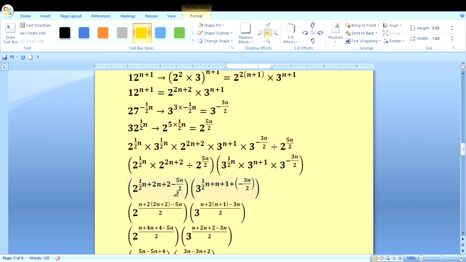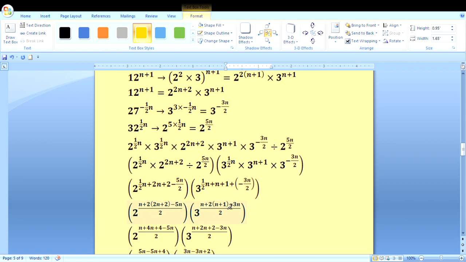So the LCM of this whole fraction is 2. So here we do the long line here. 2 divided by 2 here is 1, 1 times n is n. Here 2 divided by 1 is 2, 2 times 2n plus 2, we close bracket, minus, here 2 divided by 2 is 1, 1 times minus 5n is minus 5n. That is for 2.